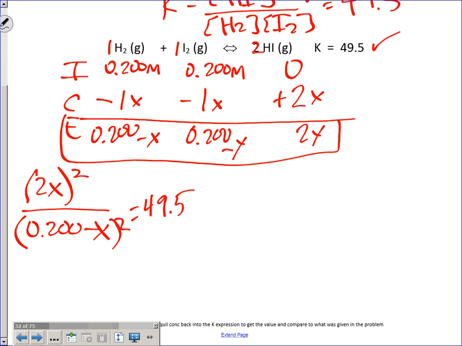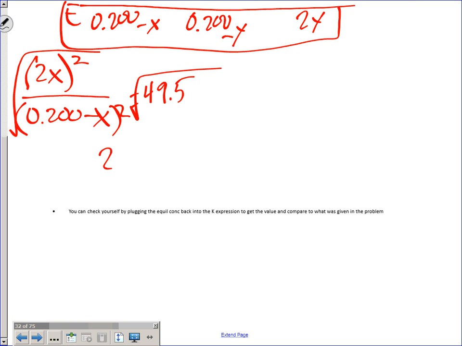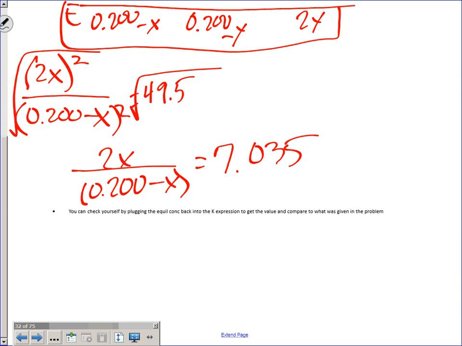Square root both sides. If you can square root it, you're in a good place. Square root on both sides, that simplifies this to be what? 2x over... what's the square root of 49.5? 7.035, thank you. Okay, keep simplifying. Let's solve for x. What do I need to do? Multiply by.